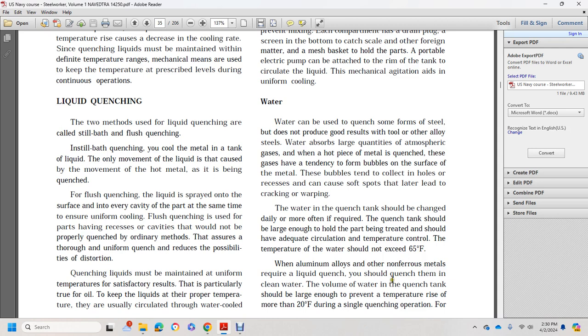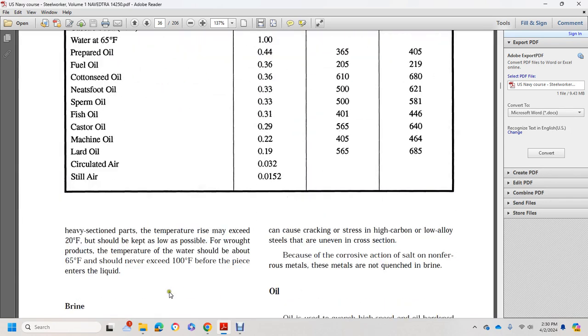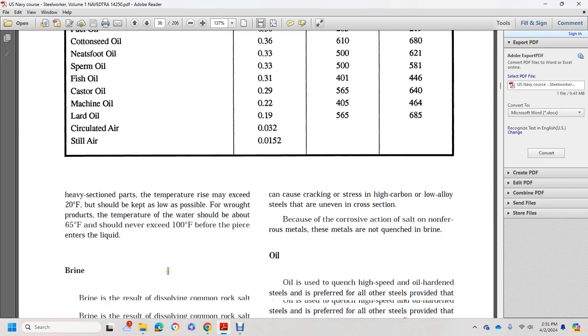When aluminum alloys and other non-ferrous metals require liquid quenching, you should quench them in a clean water tank. The water quench tank should be large enough to prevent a temperature rise of more than 20 degrees Fahrenheit during a single quenching operation. For heavy section parts, a temperature rise exceeding 20 degrees Fahrenheit should be avoided as much as possible. The temperature of the water should be about 65 degrees and should never exceed 100 degrees Fahrenheit right before the piece enters the liquid.